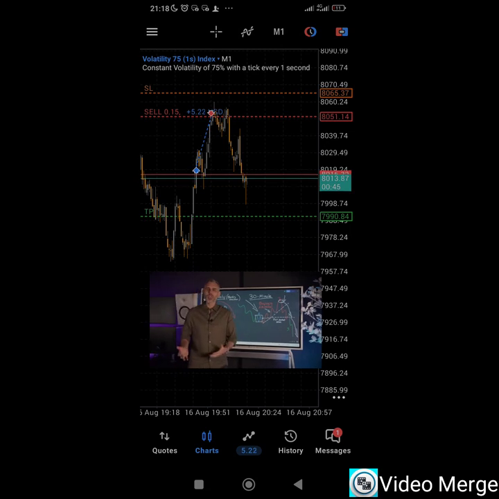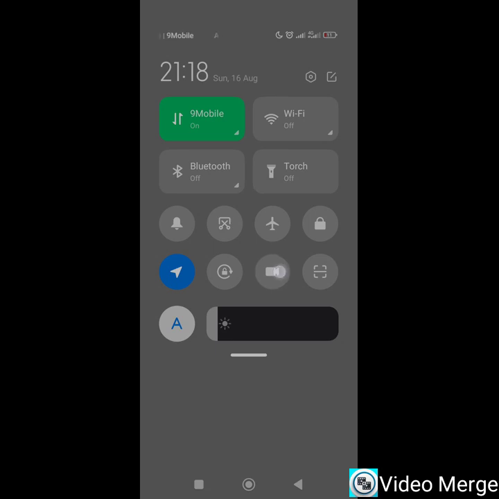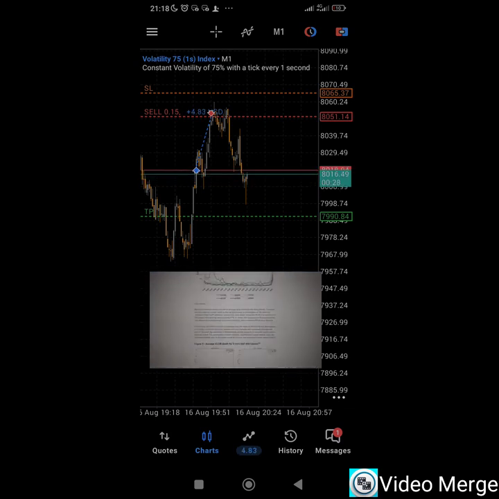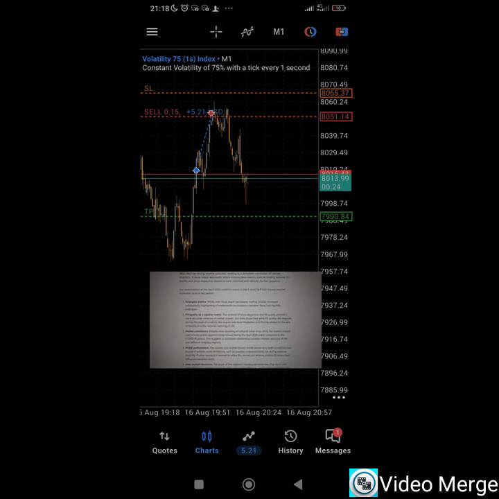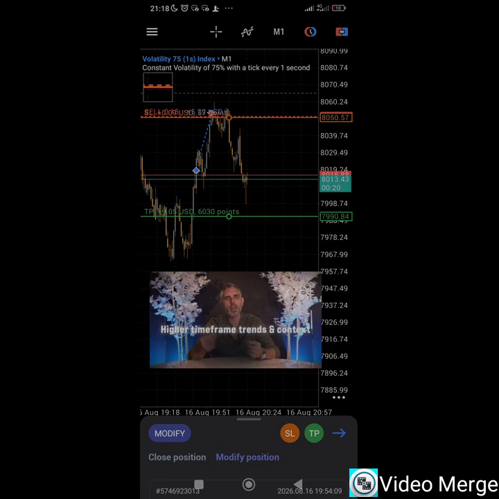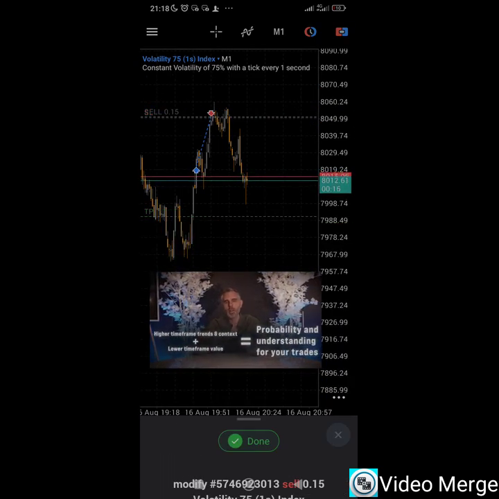A lot of traders are not disciplined to directional bias. Therefore, they will miss out on the best entries, and they'll also be in the wrong direction. And that's going to create a lot of losses, and I definitely don't want that for you. This idea aligns closely with market microstructure research published by the CME Group, which documents how price seeks liquidity and balance inside dominant trends. So the rule becomes simple. Higher time frame trend and context plus lower time frame value equals probability and understanding for your trades.